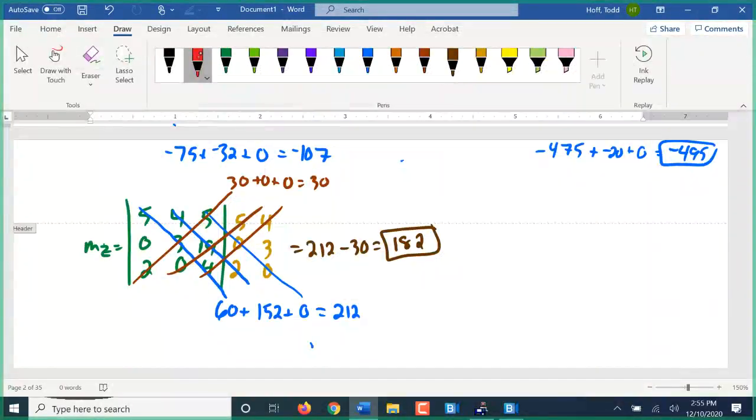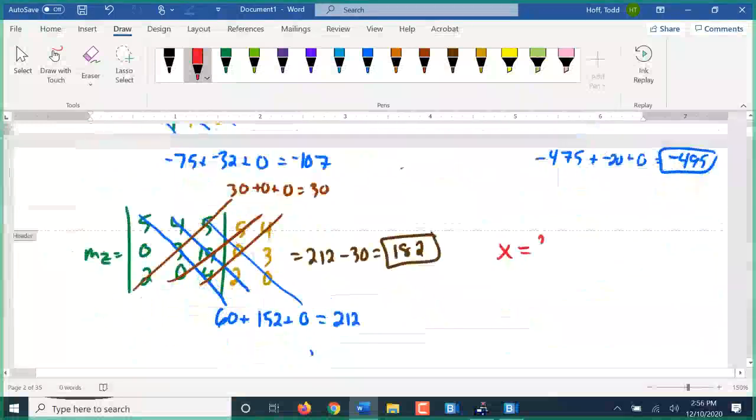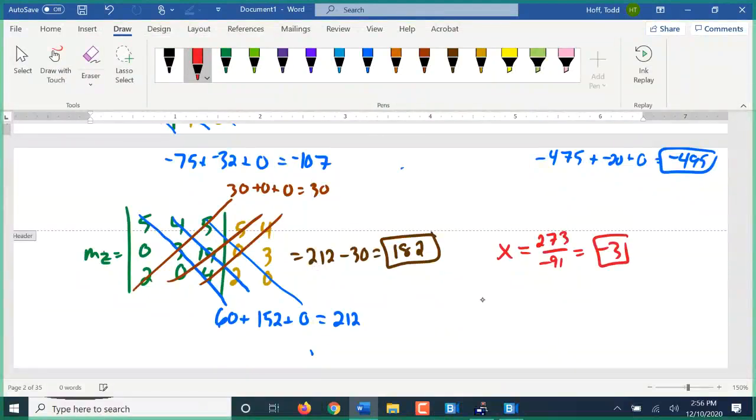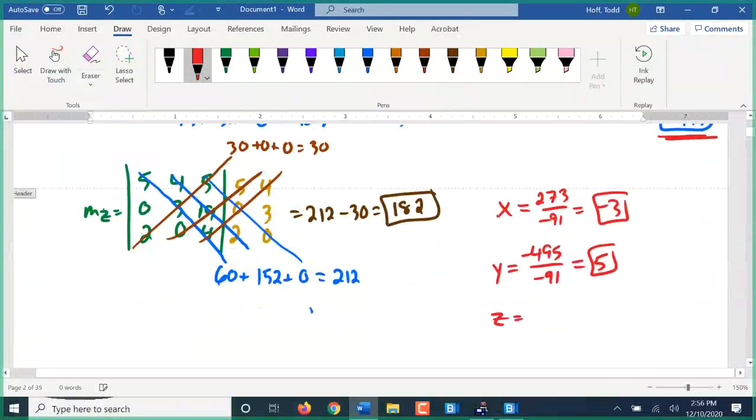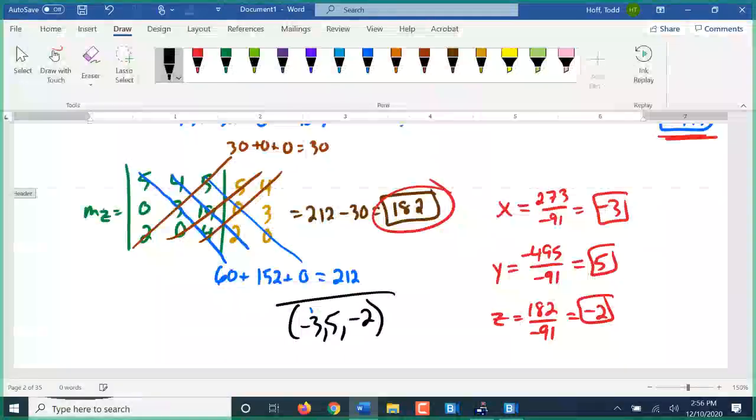So now, x is the x matrix determinant of 273 divided by the base determinant of negative 91. This is a negative 3. Y is the y matrix determinant of negative 495 divided by the base matrix determinant of negative 91. It's a positive 5. And z is the z matrix determinant of 182 divided by the base matrix of negative 91, giving us a negative 2. So x is negative 3 when y is 5, and z is negative 2.